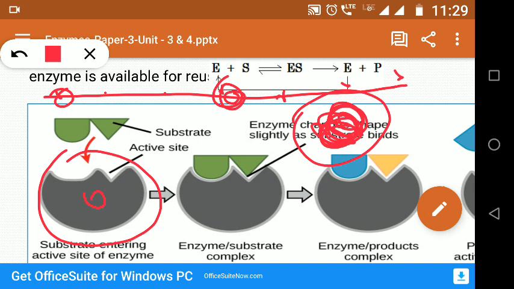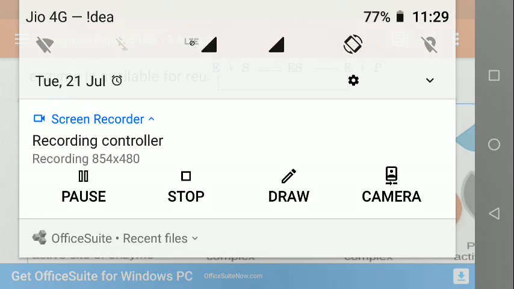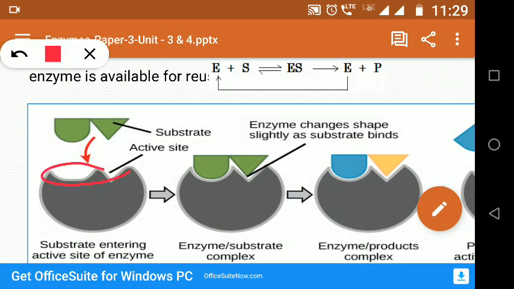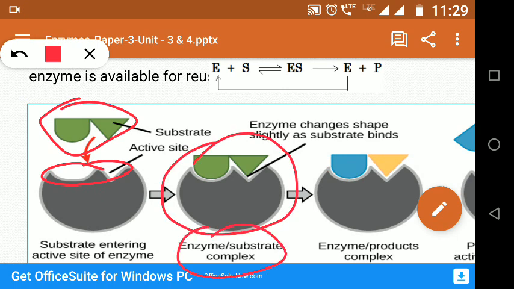Now we have the active site. This region is the active site. Now the substrate, this one is our substrate. This substrate binds to the active site of the enzyme. Once it binds to the active site, we will have a complex. This is the enzyme substrate complex. Now this enzyme should carry out a catalytic reaction by which the substrate becomes a product.